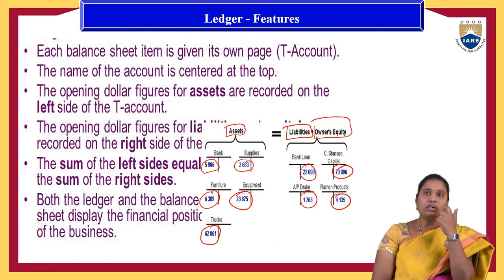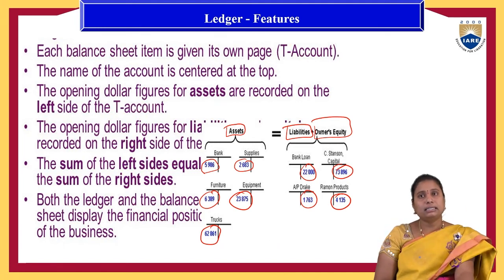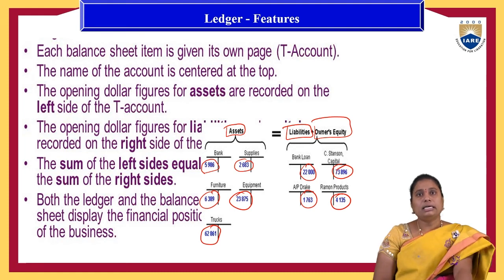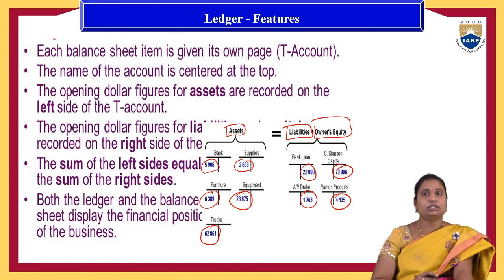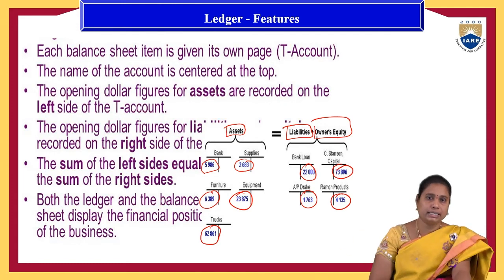Here the name of the account is centered at the top, and the opening rupee figures of the assets are recorded on the left hand side, that is, the debit side, and the expenditures will be written on the credit side.